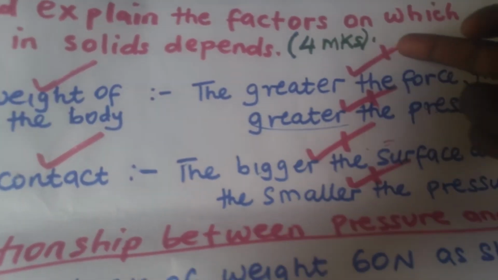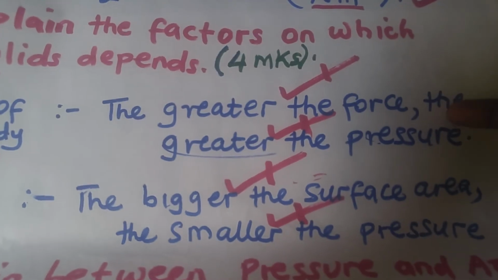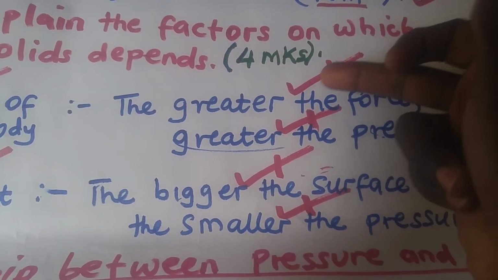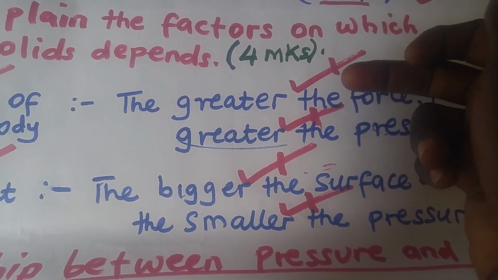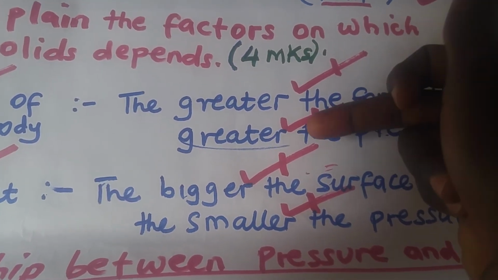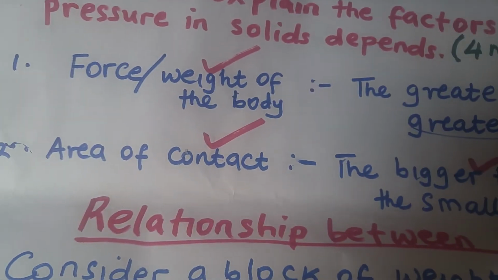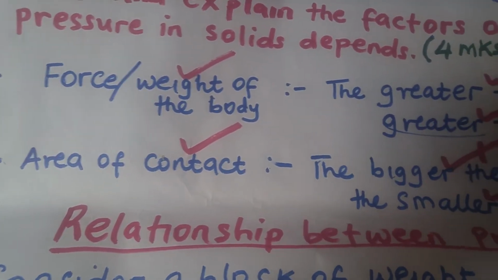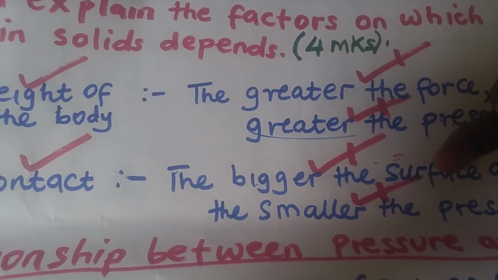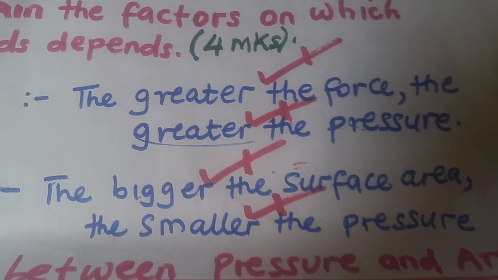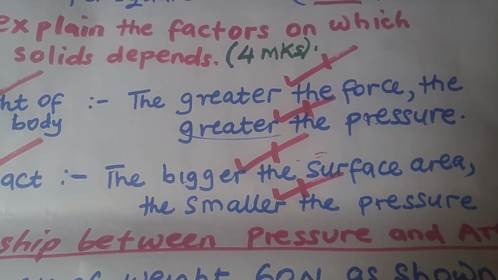Then here, mentioning that when the force is big, the pressure is big, you also get 1 mark, a half. The greater the force, when the force is great, what happens? The pressure is also great. You get your marks. Then here, mentioning the area of contact, you have stated, then you come and explain: when the area of contact is big, the pressure becomes small. And you get all your marks.